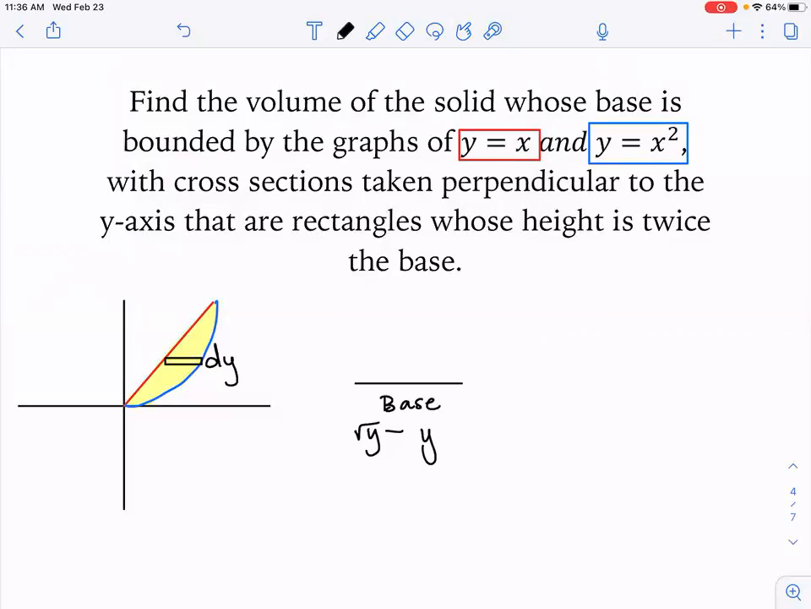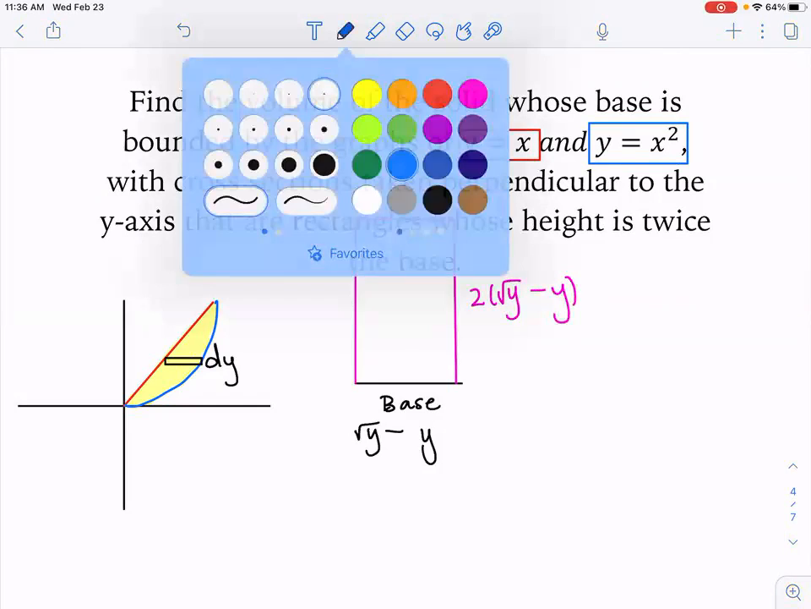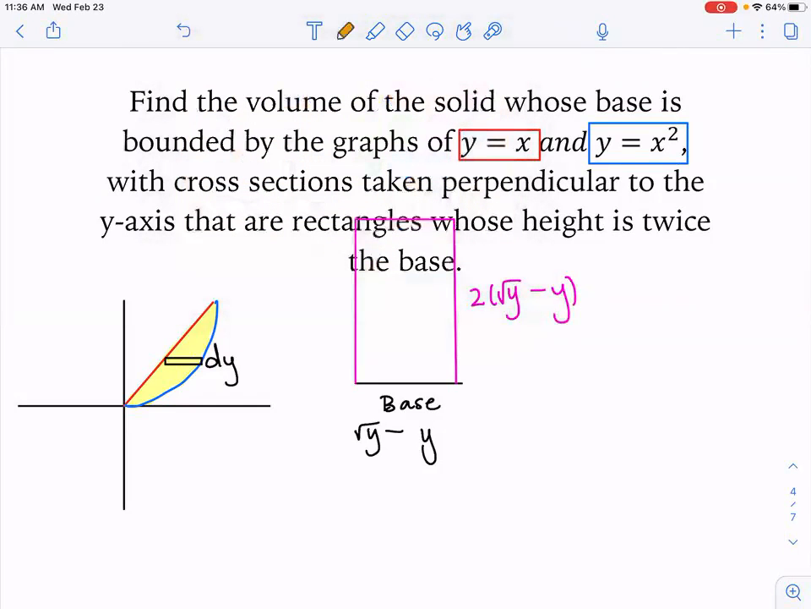Okay. So every problem that we do, we figure out the base the same way, right minus left or top minus bottom. Then we can draw in our shape. Well, we have rectangles whose height is twice the base. Well, if the base is radical y minus y, then their heights are 2 times the quantity radical y minus y. Okay, and how do we find the area of a rectangle? Well, we take length times width.